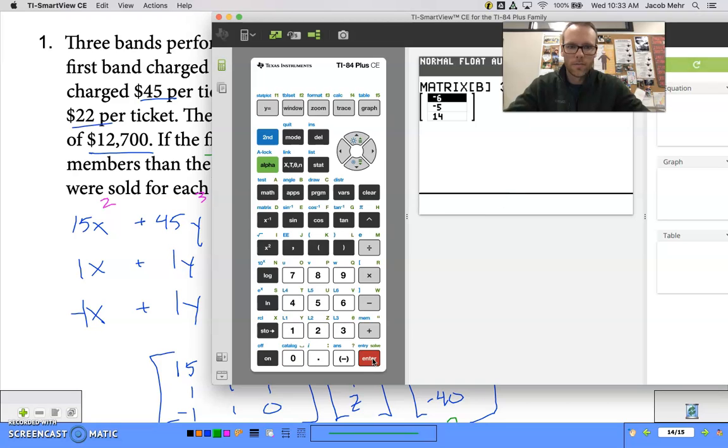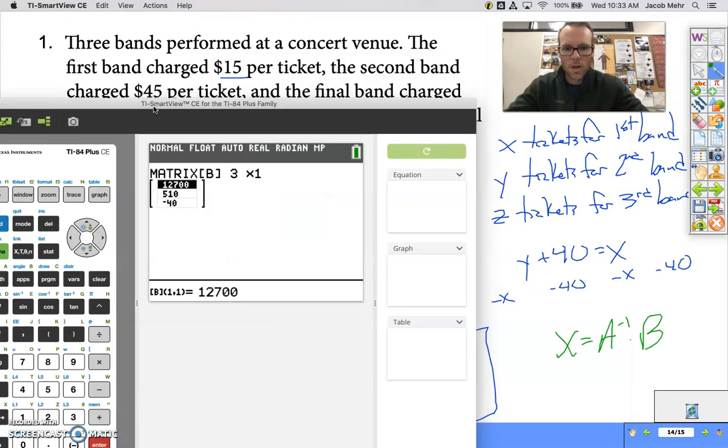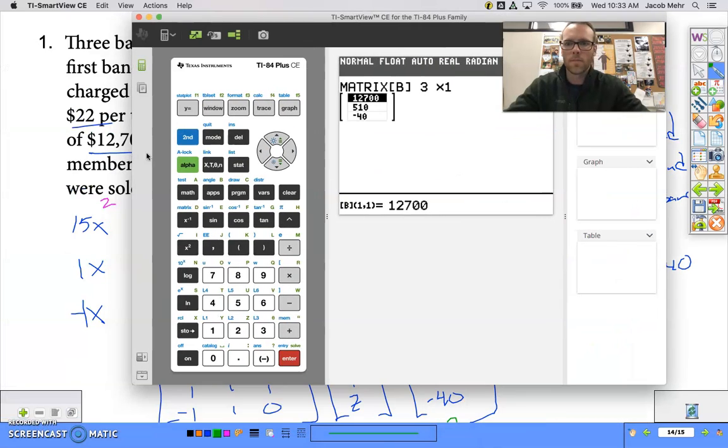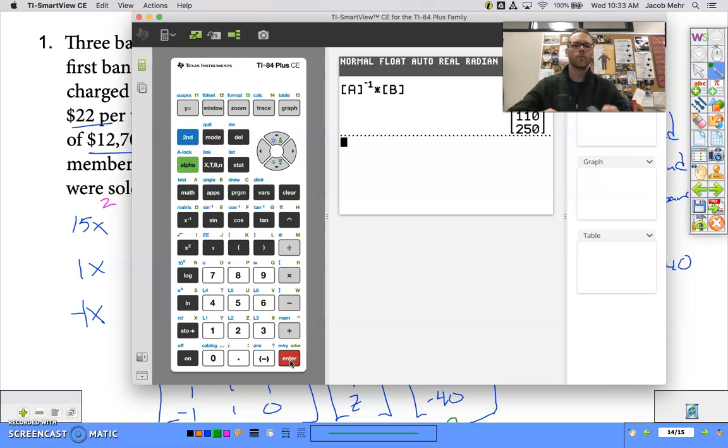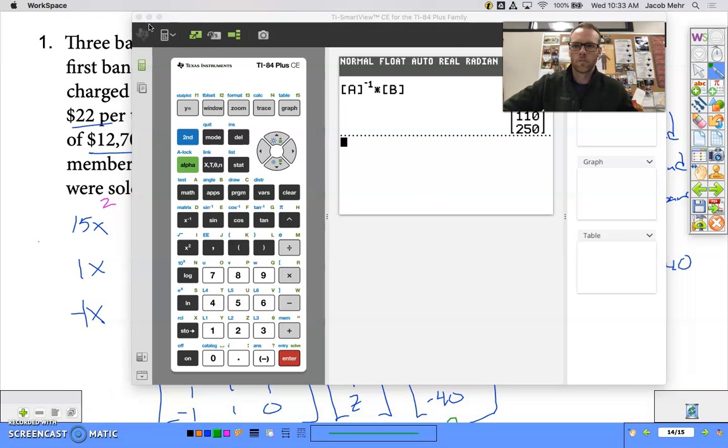12,700. 510, negative 40. Let me just double check. Yep, looks good. I'm going to go back to my home page. Look, I still have A inverse times B from the last video that we made, so I just hit enter. There we go. 150, 110, 250.